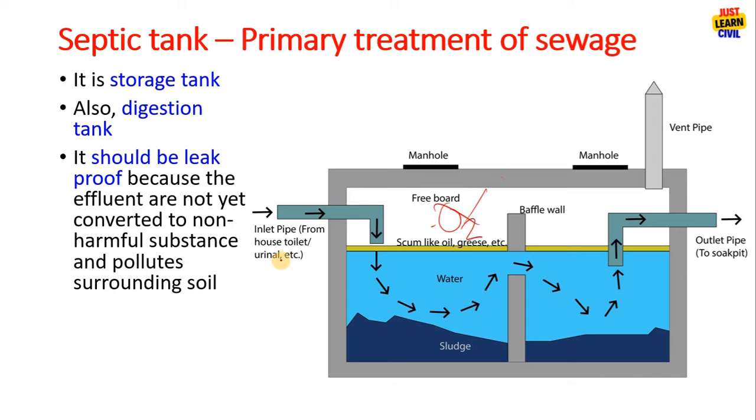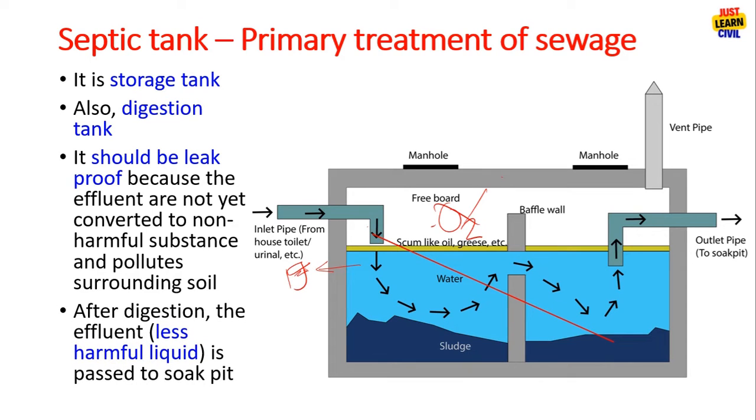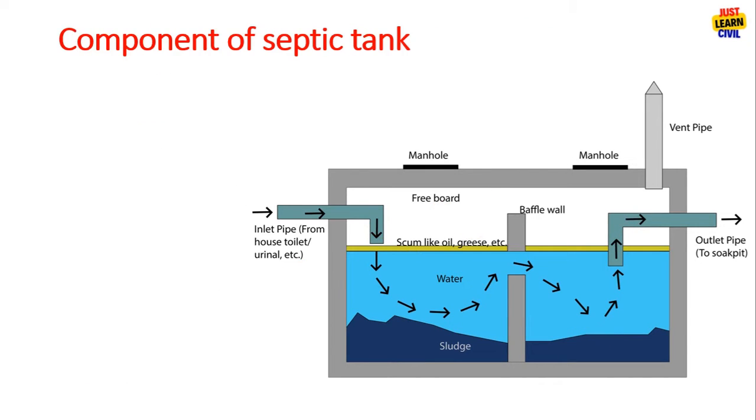The septic tank should be leak proof. Why? Because the septic tank receives sewage from the toilet and the urinals of the buildings, house, residential, commercial, etc. And they are not treated. So initially they are harmful, and when they leak to the environment, it will cause pollution to the soil and the water resources nearby. So the septic tank should be leak proof. And after digestion, the solid and liquid are separated and the liquid escapes to the soak pit or the drain field.